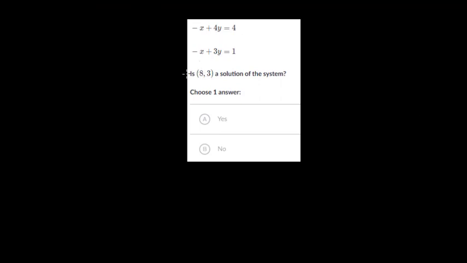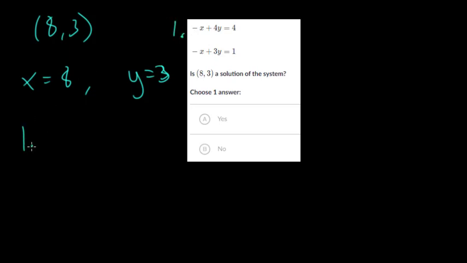And in this case, we have the point 8, 3. So we're going to say that x is 8 and y is 3. And we'll call this one number 1. So let's plug it into the first one. So you have the opposite of x, so minus 8 plus 4 times y, which is 3. And does this equal 4?